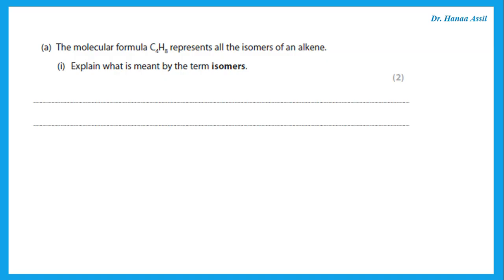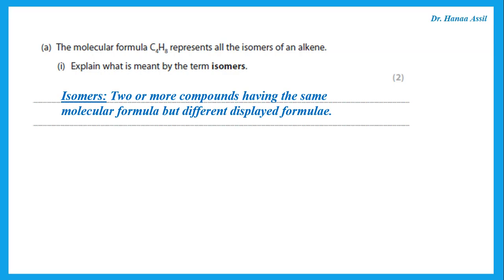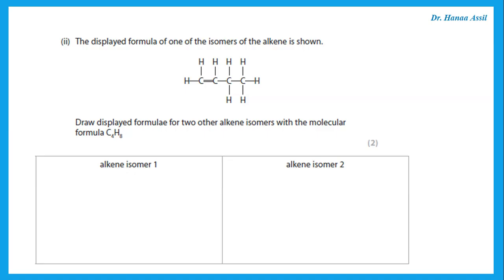The molecular formula C4H8 represents isomers of an alkene. Explain what is meant by the term isomers. Again, what do we mean by isomers? They're compounds having the same molecular formula but different displayed formula or different structures. So we have this is but-1-ene, and we're required to draw displayed formula. Remember, displayed means you show all bonds and show all atoms for 2 other isomers.